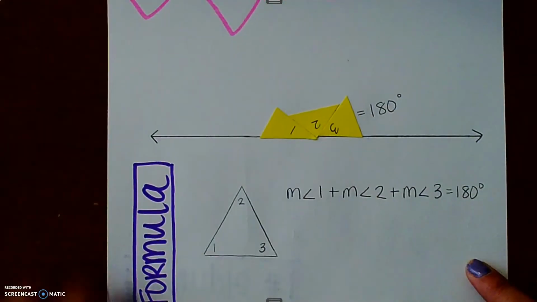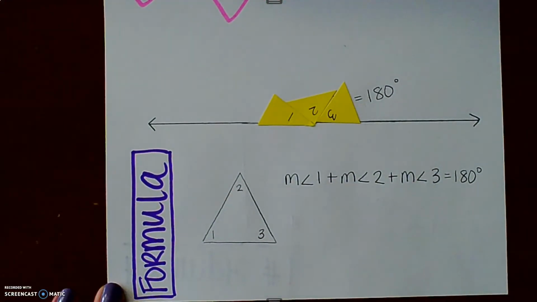So here's the formula. All right. Just like what we just did, it showed us that the measure of angle 1 plus the measure of angle 2 plus the measure of angle 3 gives us 180 degrees. And we're going to use this to help go through a couple of examples and find the missing angles.